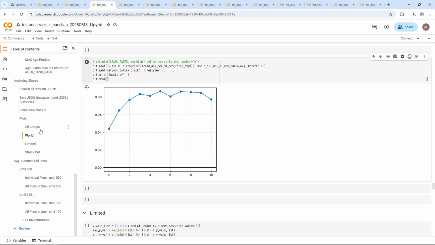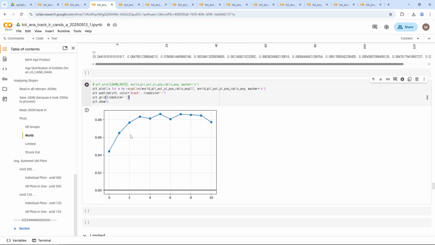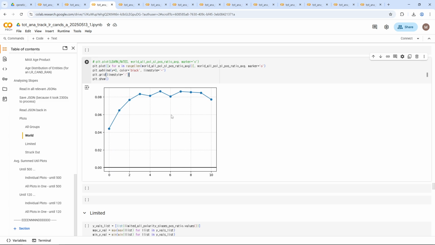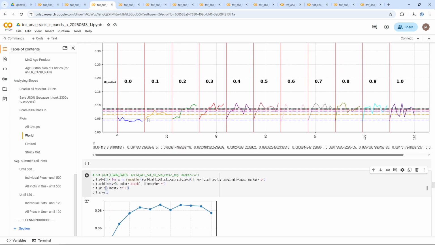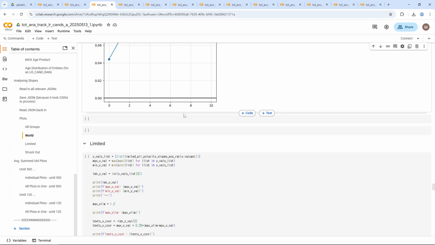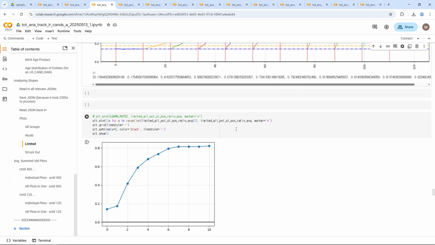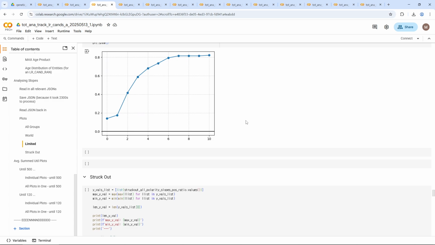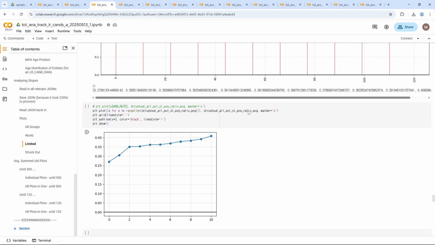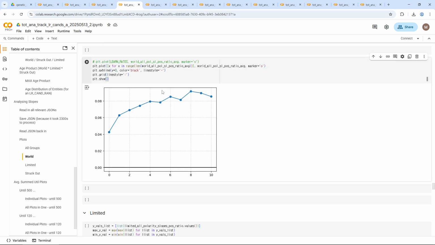For when the candidate method is proportional head, this is what happens to the positive slope ratio. Again, a huge change between 0.1 and 0.2. For the limited ratio, something very similar. Again, we've seen this. For the struck out entities, we've seen this. And this is exponential tail, and this is what happens.